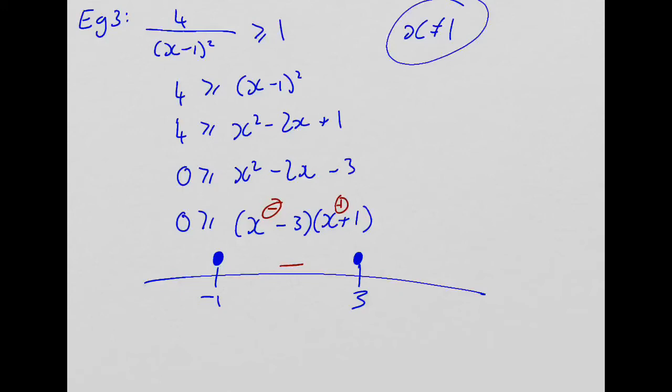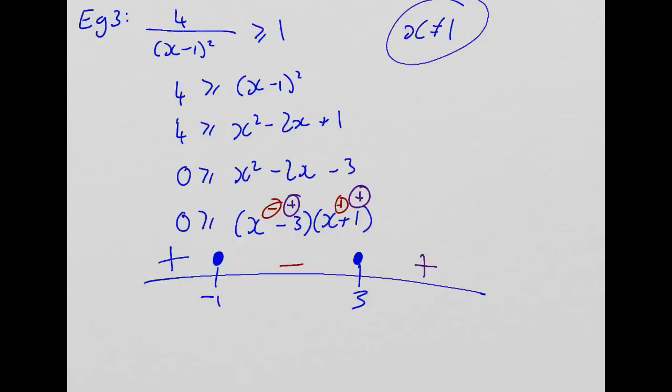If we chose something greater than 3, I'll use purple, say 5. 5 minus 3 is 2, so that's a positive for the first bracket. And then 5 plus 1 is 6. That's a positive for the second bracket, and so we have a positive. I'm not going to test it now, but the same goes for values less than -1, you'd end up with a positive.